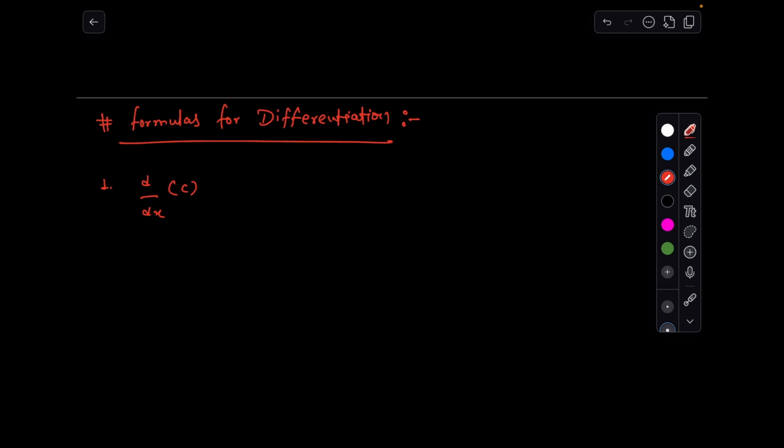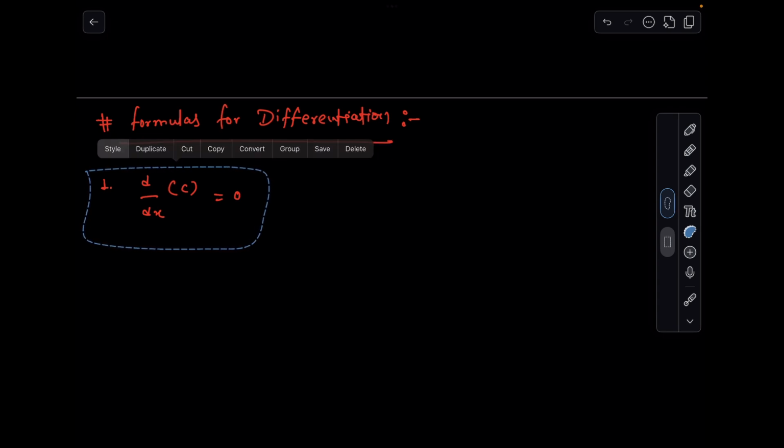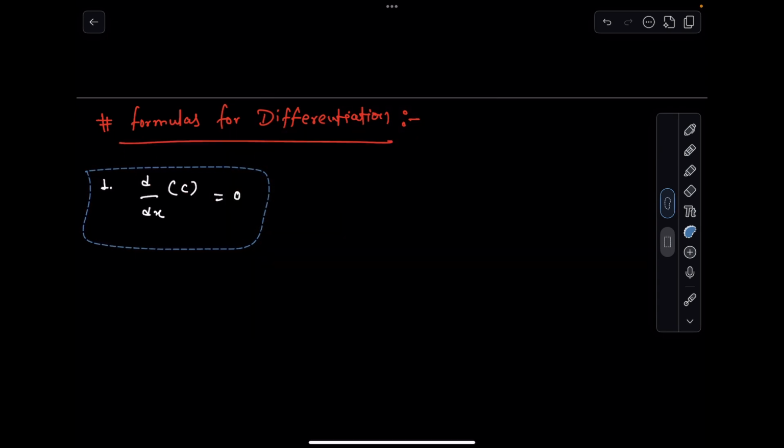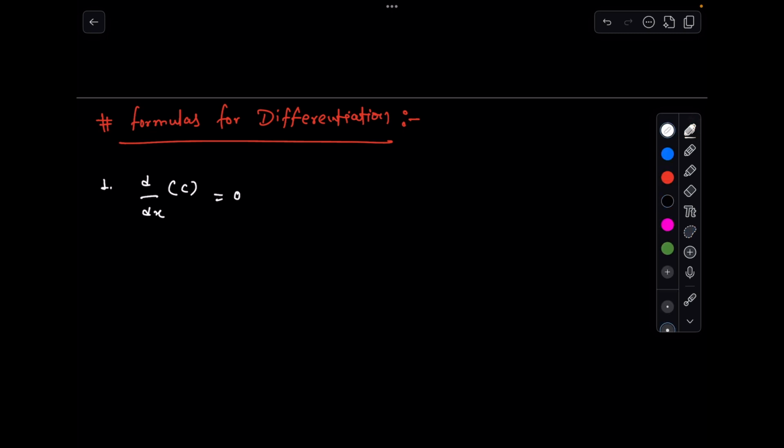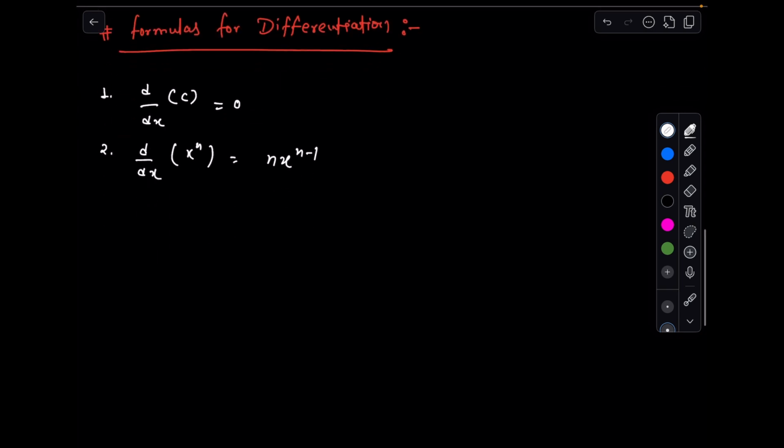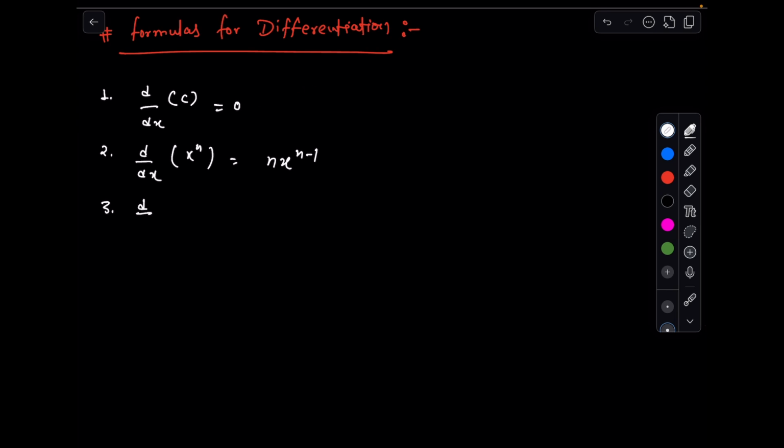Of course it will be 0, because a constant does not change with respect to any variable. It will not change, so that's why differentiation of any constant is 0. Then d by dx of x to the power n, where n can be any value, for example 2, 3, minus 2.5 or anything, is going to be n times x to the power n minus 1.